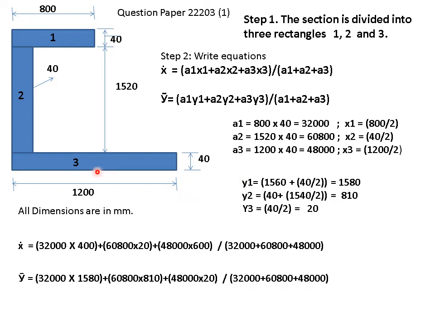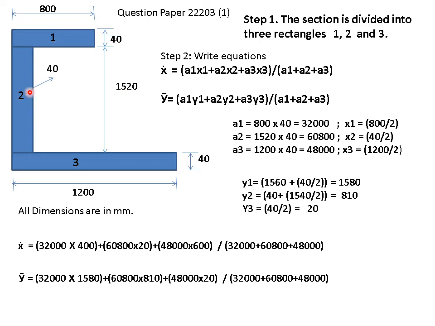Then y1. This is again my first figure. The center of this first figure, if I see from top, the total depth is 40 mm. Since it is a rectangle, it will be half of the 40. So from top it will be 20, but I want it from this base or bottom. So it will be this 40 plus 1520 plus 20, the center of this. So it comes out to be 1560 plus 40 by 2, 1580. This 40 plus 1520 comes out to be 1560, plus up to the center of this, that is 20 mm.